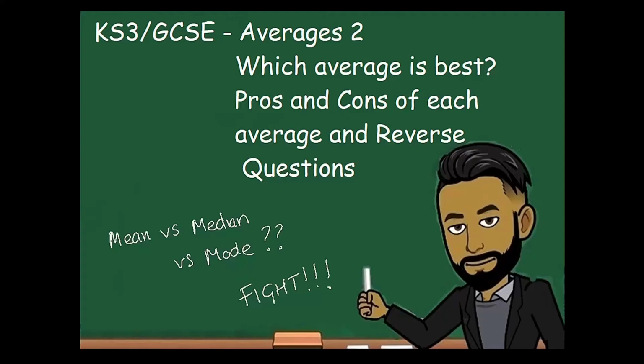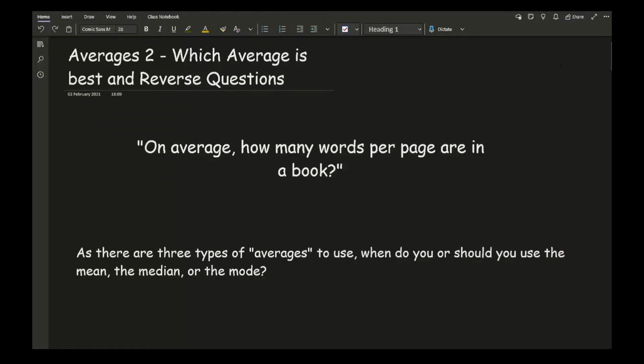So in this latest video looking at averages, we'll be discussing which average is best, the pros and cons of each average, and also looking at more high level reverse questions involving averages. So if you were asked on average, how many words do you think there are on a page in a book? The first question you probably want to think about is what type of average are they actually talking about?